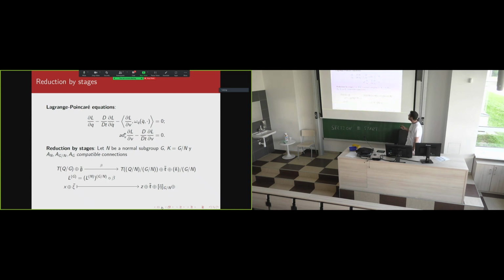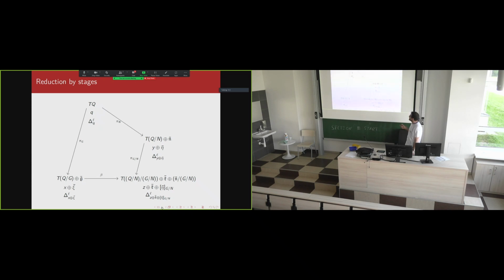So in summary, what they did is they start with a tangent bundle. They know these two problems are equivalent because they can always reduce by G. They know these two problems are equivalent because they can always reduce by N. And they prove by hand that these two are equivalent.